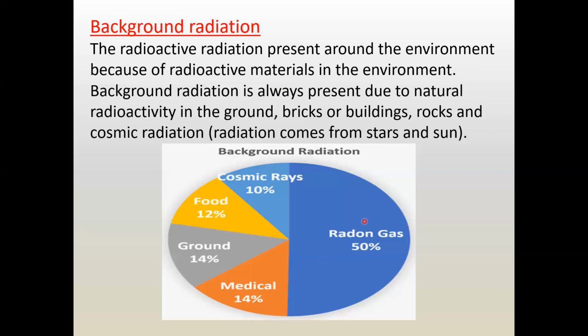The amount of background radiation may vary. For example, if you are nearby a nuclear facility or a hospital, you will receive more radiation as compared to when you're far away from these sources. But it is always there. The amount may change, may vary, but it is always there in the atmosphere.